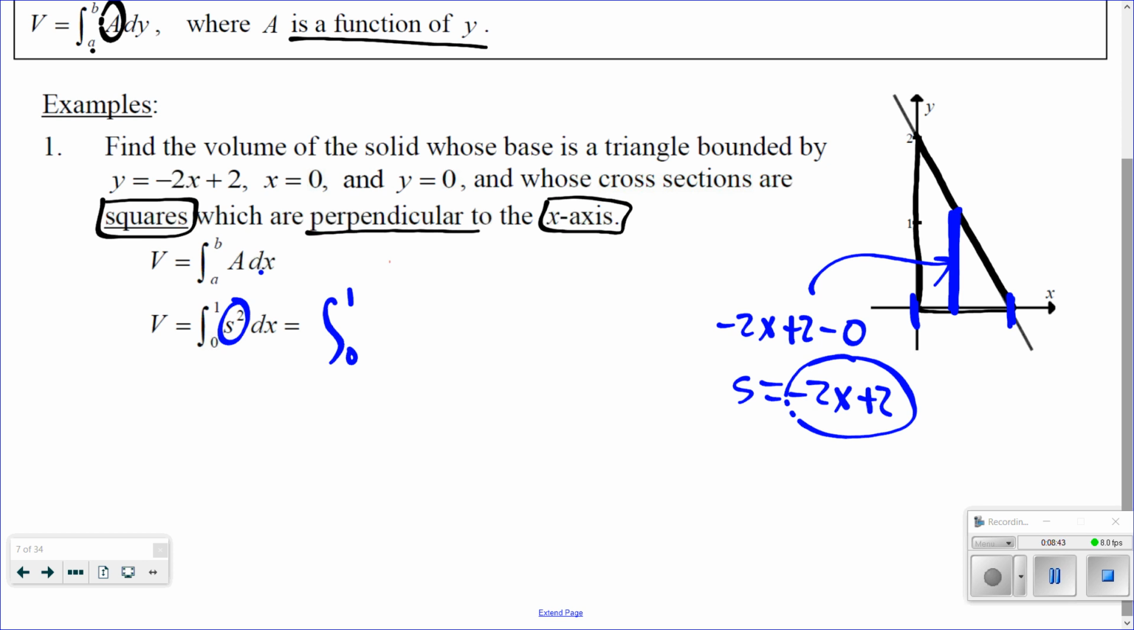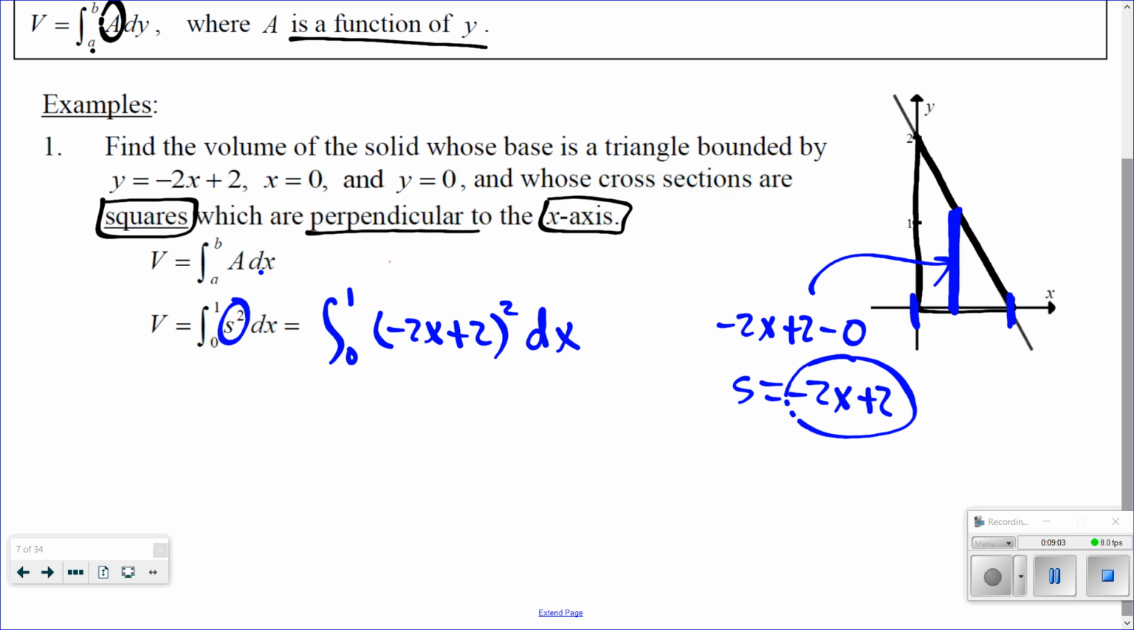And they're x values because we're doing it in terms of x. It's a dx. Okay, so we're going to take that negative 2x plus 2 and plug it in for s. It's negative 2x plus 2 squared dx. And that should be the integral that would allow us to find the area.